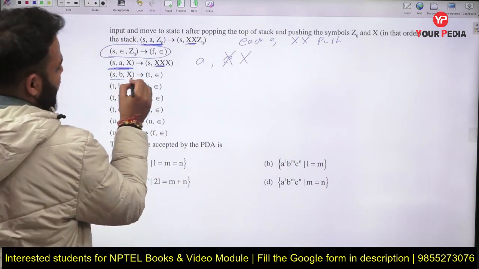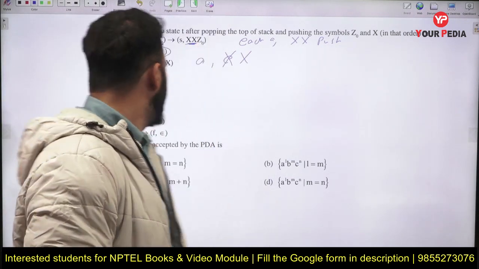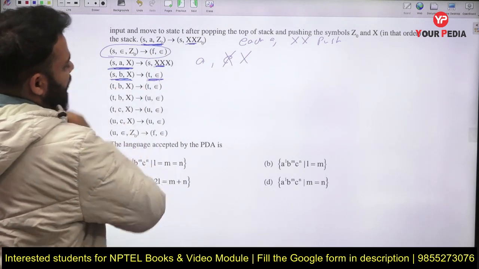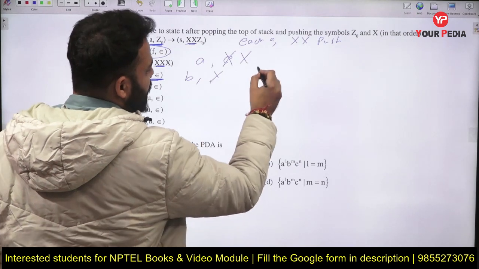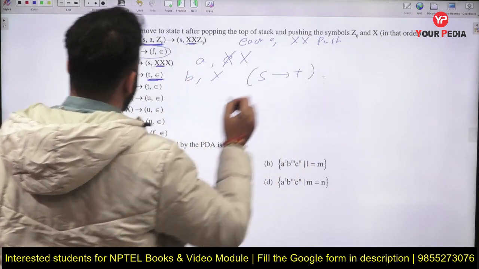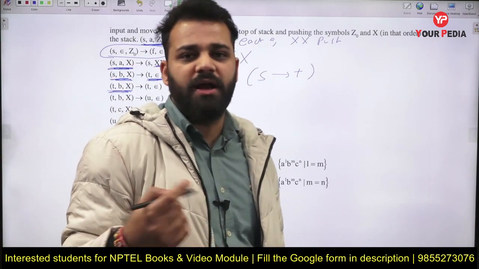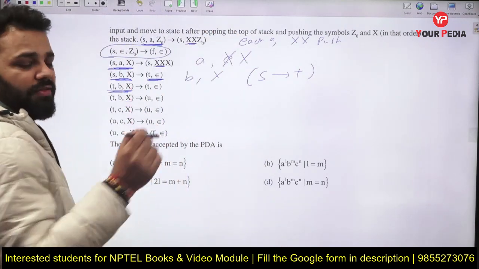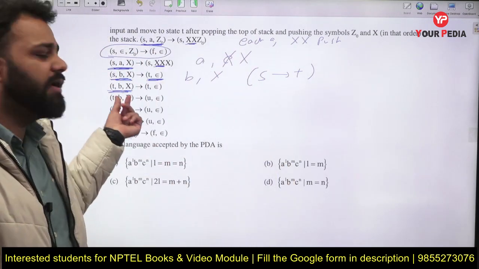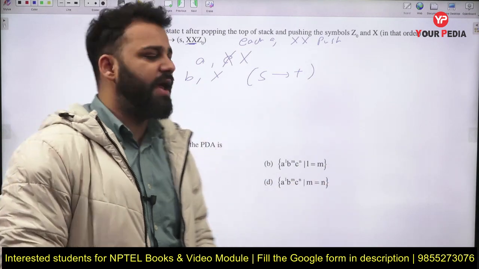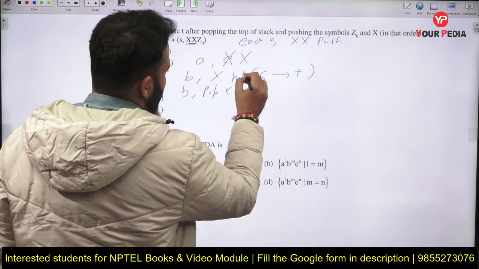After that, when you are at S and let's say a B comes and the top of the stack element is obviously X, you will move to state T and X will be popped. So for B, X will be popped and you will move from state S to T. Now whenever you are at T and any B comes, you will remain at T. So this means that there will be a self loop. No matter how many B comes, for each B you will pop an X.